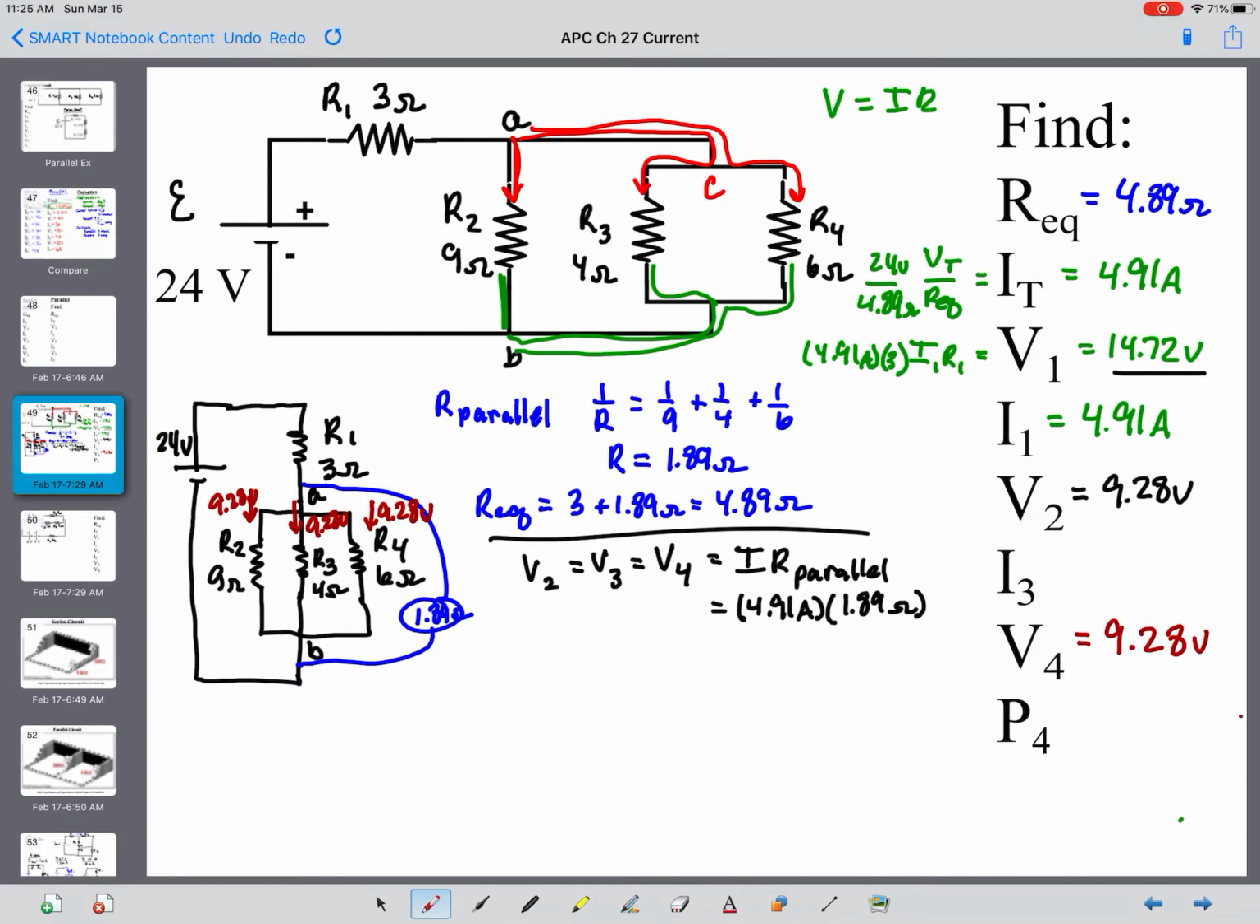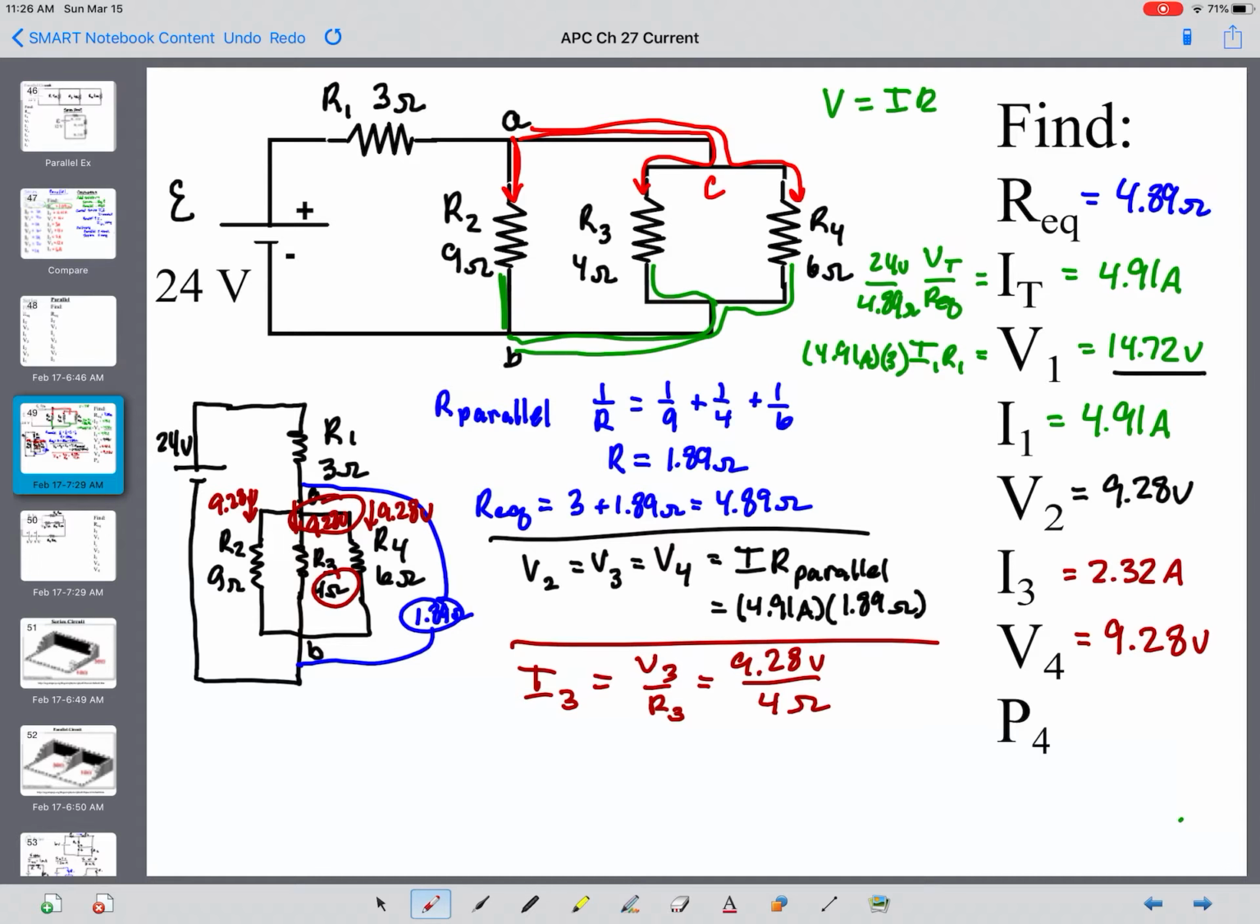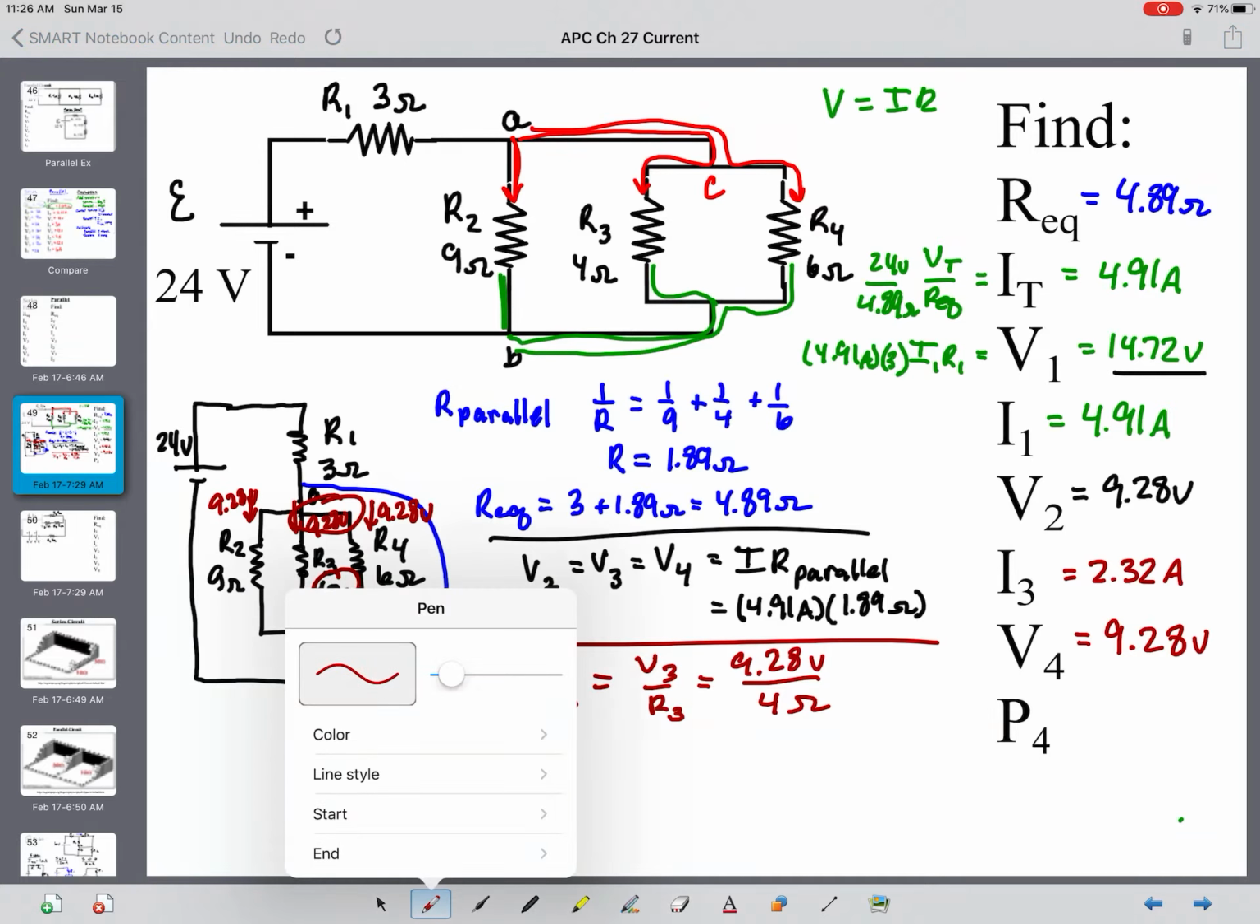Now I3, because we've got written out there already the volts and the resistance across R3. Ohm's law is just going to be V3 over R3, which would be 9.28 volts divided by 4 ohms. And that's going to give us a value of 2.32 amps.